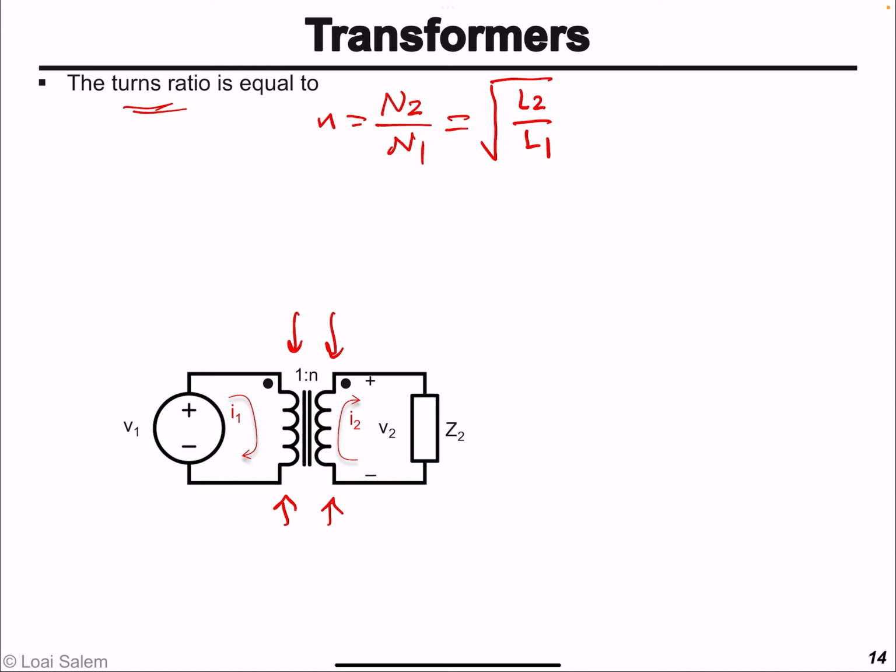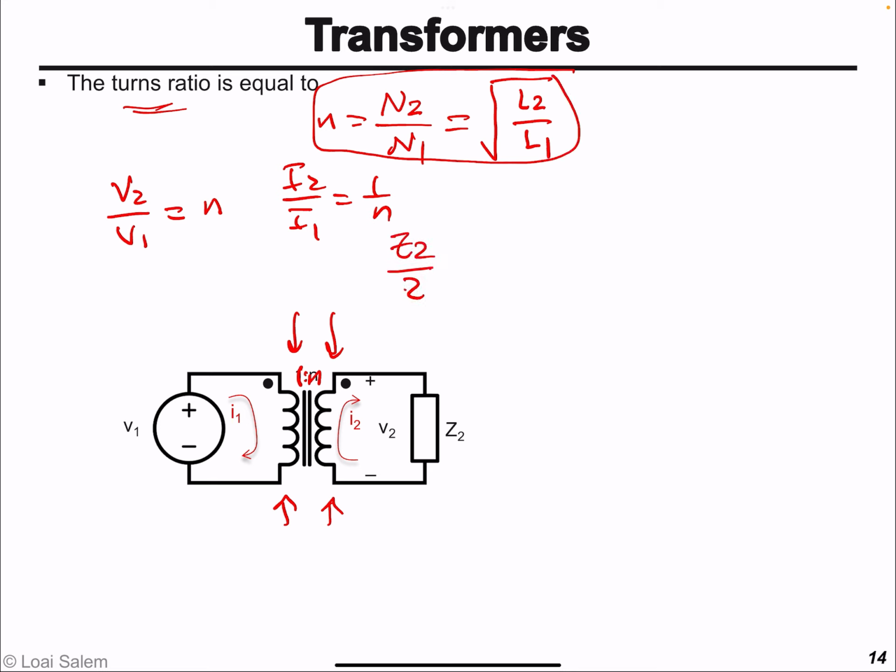Another point to remember is that V2 divided by V1, the voltage transformation ratio, is equal to N. The current transformation ratio is equal to 1 over N. So this is 1 to N, where N is the turns ratio. What about Z2 divided by Z1? Essentially, Z2 divided by Z1, this is Z2.